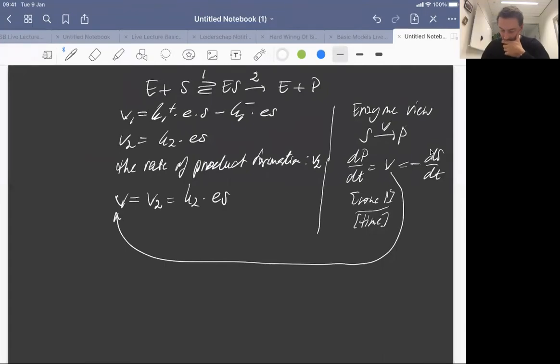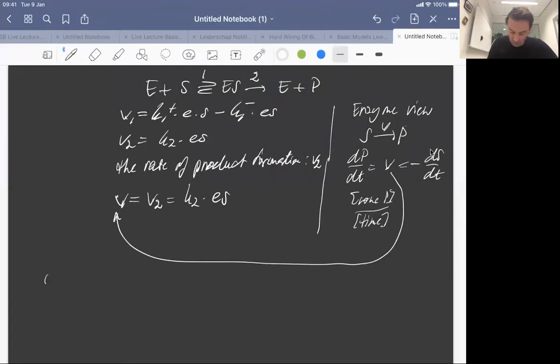But our task is now to write the rate of the enzyme in terms of enzyme parameters, so not the individual rate constants, but properties of the enzyme. So for instance, the Vmax and the Michaelis-Menten constant. And we also want to make sure that the rate of the enzyme V no longer refers to ES. So we want to write the rate of the enzyme in a way that it no longer depends on ES and no longer depends on these rate constants. So that's the task.